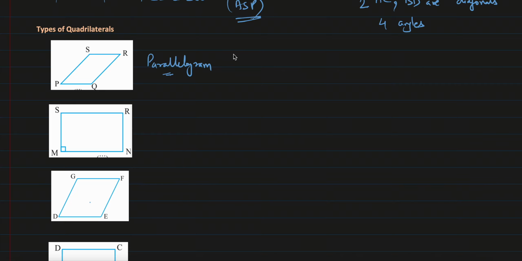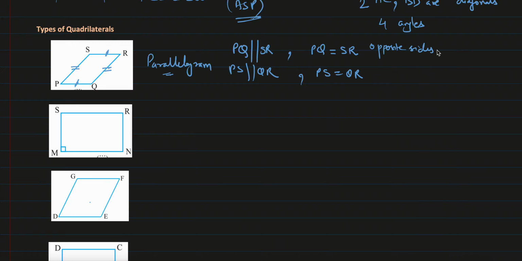So what are the opposite sides here? If I say PQ is opposite to SR, PQ is parallel to SR and PQ is equal to SR. Then here PS is parallel to QR, and PS is equal to QR. So we say that here opposite sides are equal and parallel. This is one of the properties of a parallelogram.